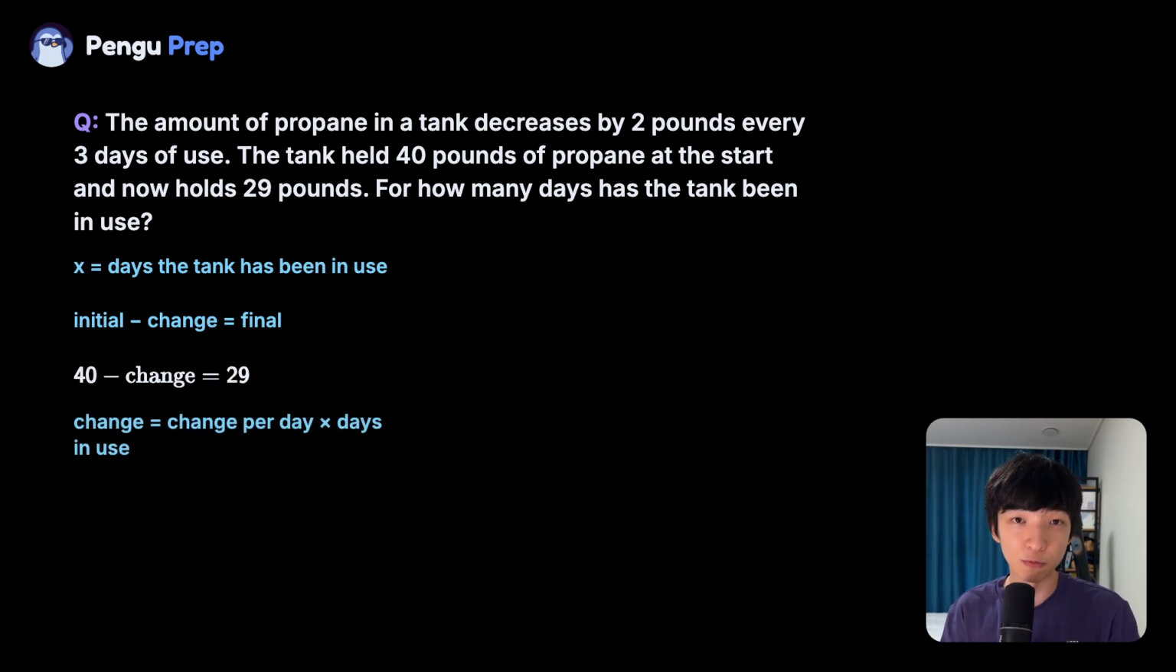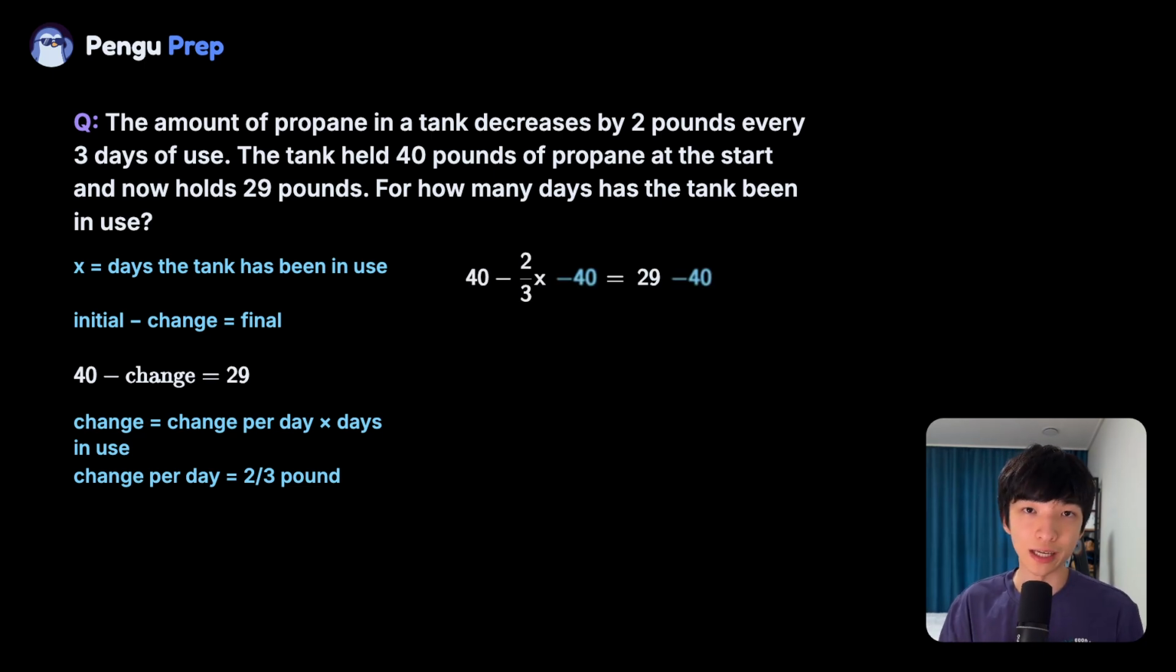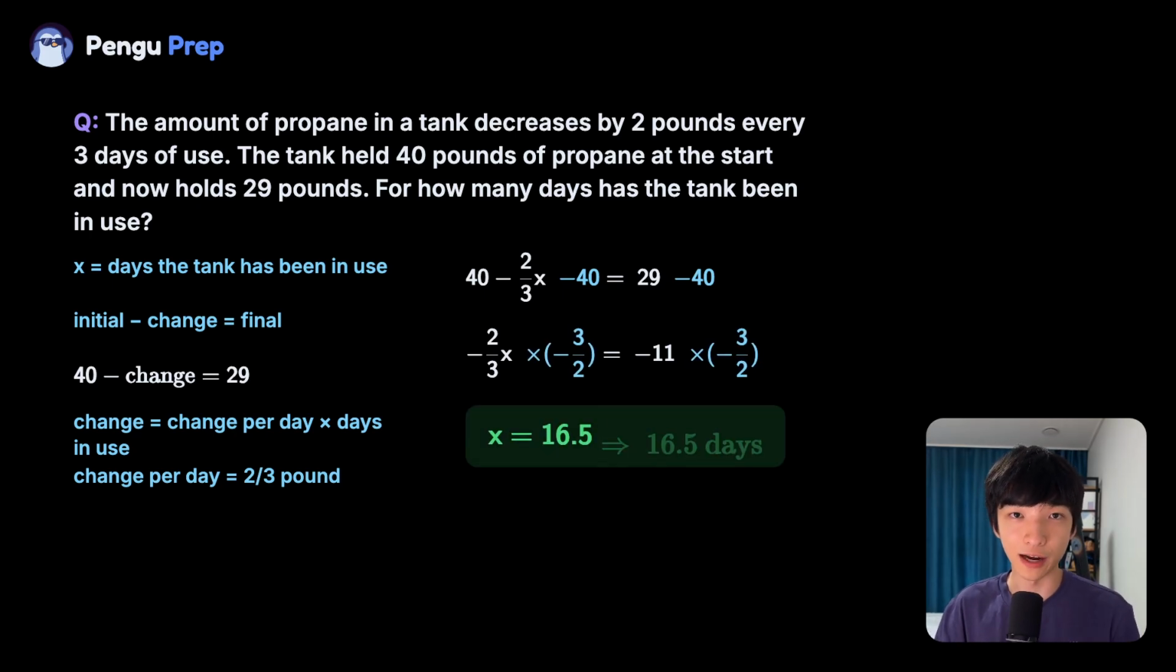And the change can be written as the amount of change per day times the number of days for which the propane has been in use. Now the amount of change per day is going to be 2/3, because for every 3 days, 2 pounds of propane decreases. So our linear equation is 40 minus 2/3x equals 29, and solving for x, we get 16.5, which is the correct answer.